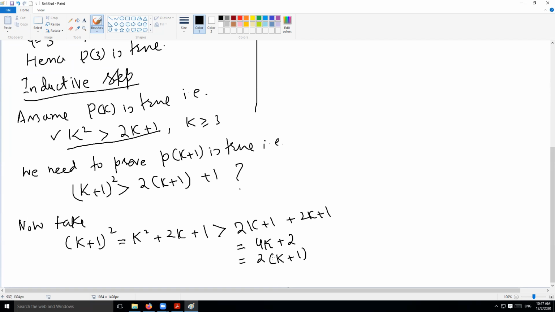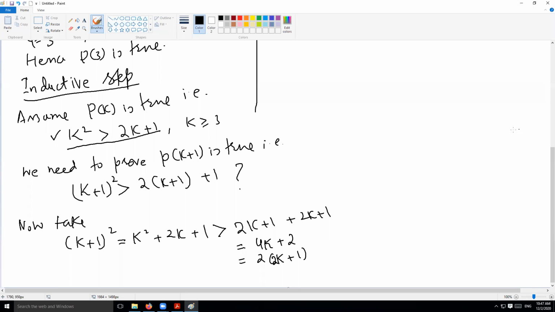Here's the mistake. I think we need to put a 2 here. Actually, we need to put a 2 here. Okay, so we need to put a 2 here. And now, as previously, what should we do?